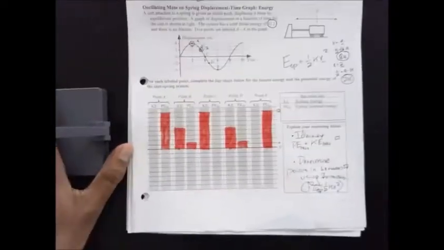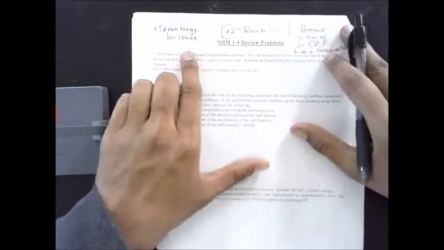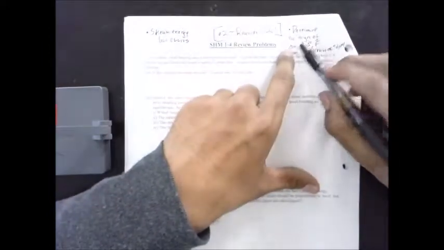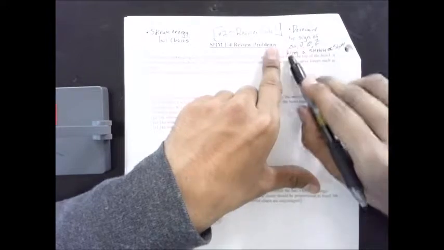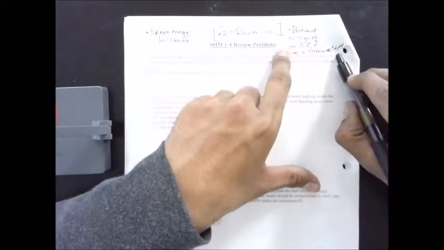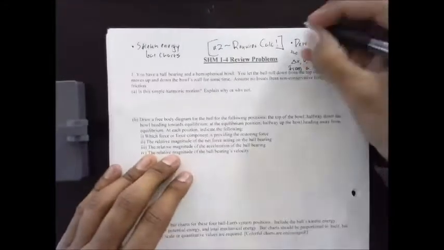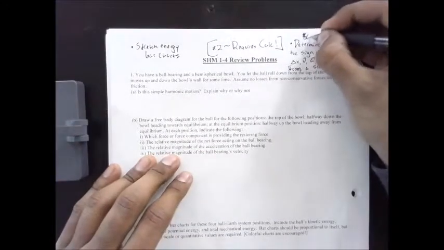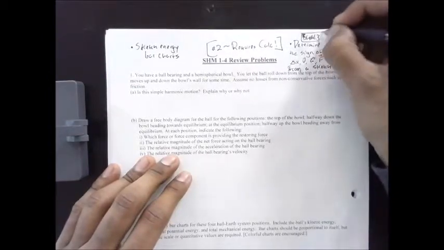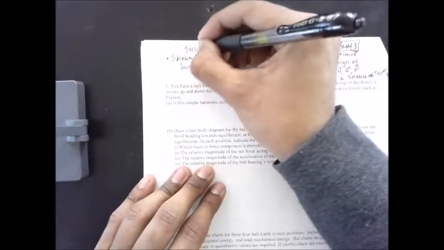Alright, now time to get to review problems. Let's take a look at these. Okay, so just to reiterate for your quiz, I want you to be able to do two things. I want you to be able to determine the sign of displacement, velocity, acceleration, or force from a sketch of an object in simple harmonic motion. And I want you to also be able to sketch energy bar charts for an object in simple harmonic motion. This is SHM 3, and this is SHM 4.